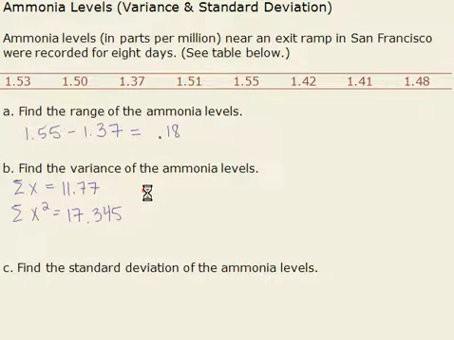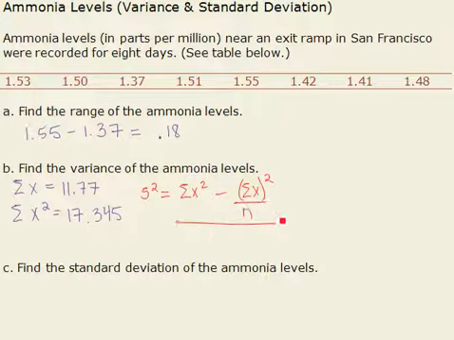Variance, we consider variance s squared, and the formula is the sum of x's squared, subtracting from that the sum of x all squared divided by n. All of this is divided by n minus 1.